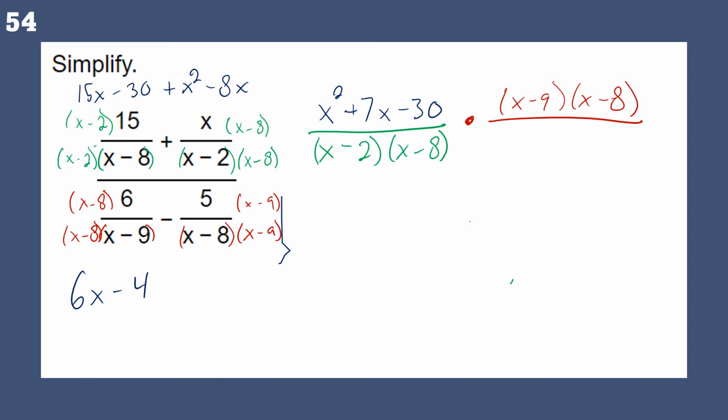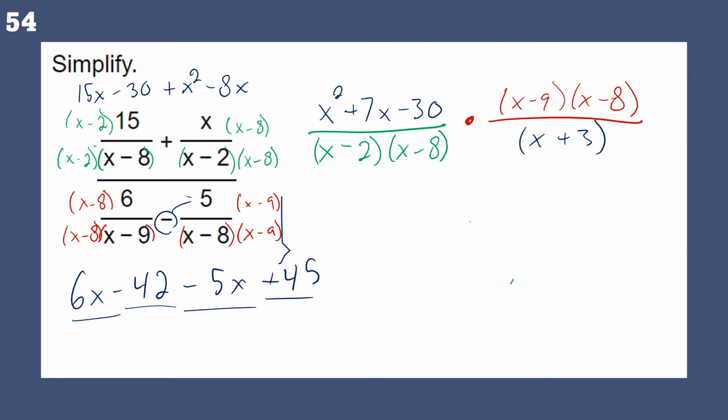minus 42 minus 5x plus 45. Watch out, notice that I had the minus here, and what I did was I just treated it like it was a negative 5 right there. From there, I can go ahead and combine. So I'm going to combine what I have for the 6x minus 5x. That's just an x. And the negative 42 and the positive, so plus 3. All right, we can start to see this is much simpler.